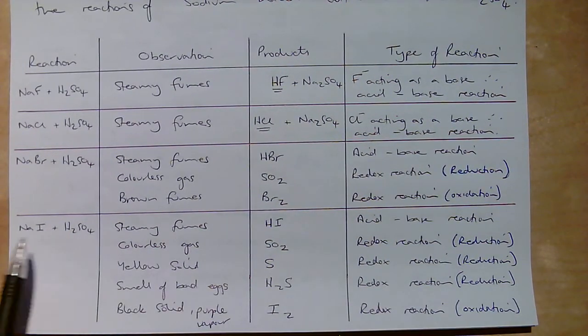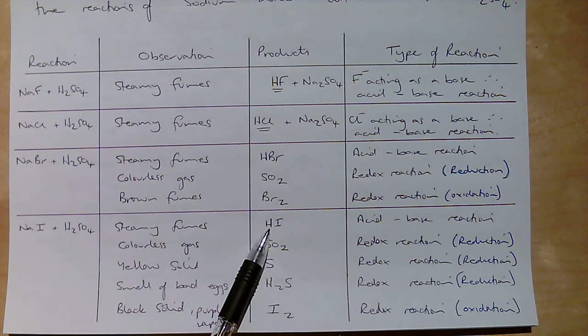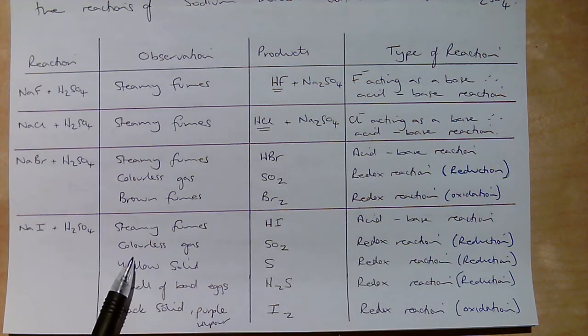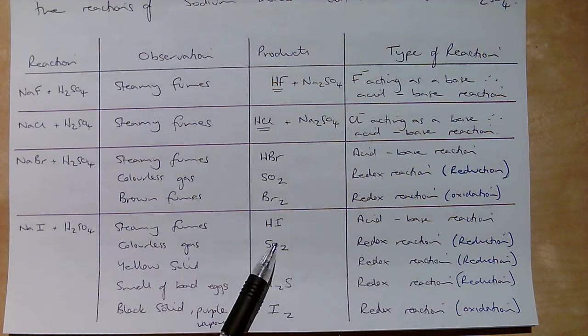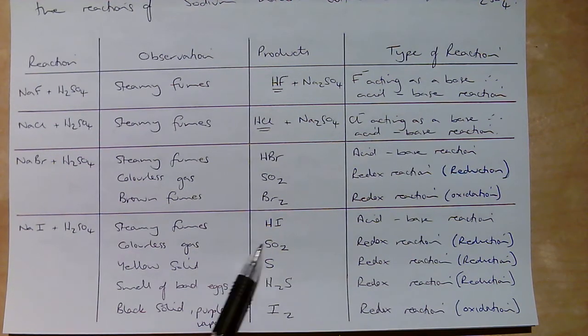So the reaction of sodium iodide and concentrated sulfuric acid. This time I get my steamy fumes of HI, so that's just a simple acid-base reaction. I get some colourless gas of SO2, so the +6 oxidation state of the sulphur in the SO4 2- has become +4 oxidation state of the sulphur in the SO2. But then I also get some yellow solid, which is the element sulphur, oxidation state of 0. So +6 down to 0 now.